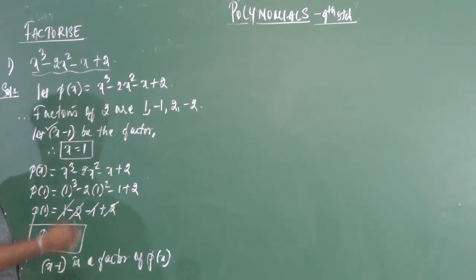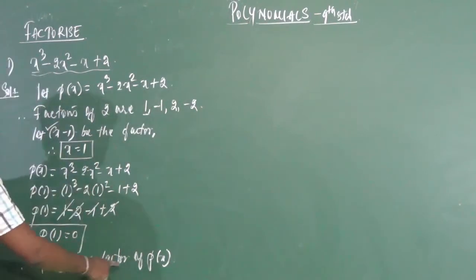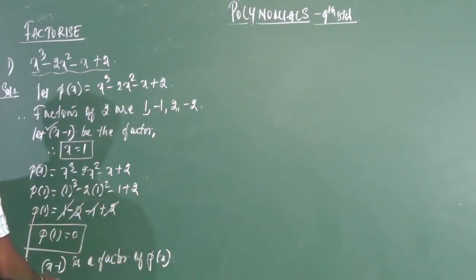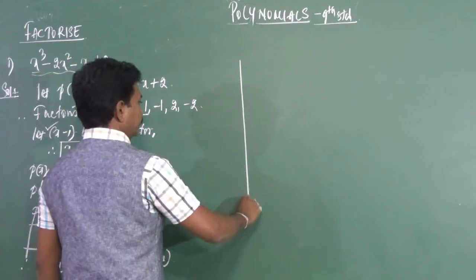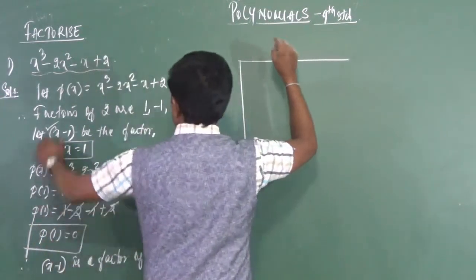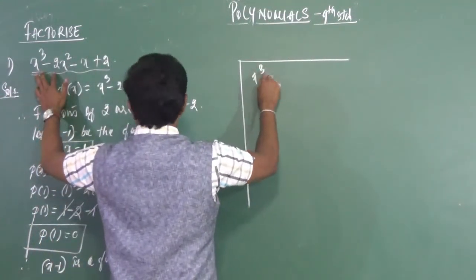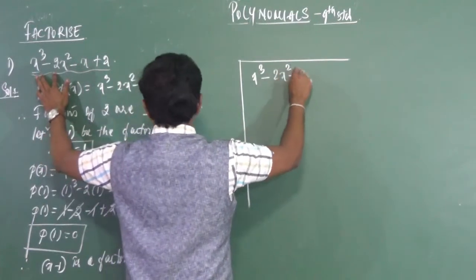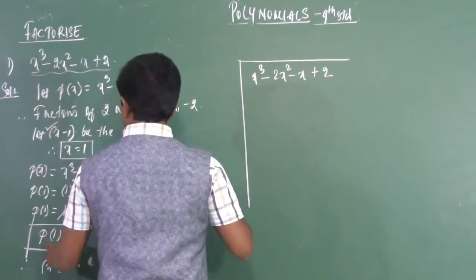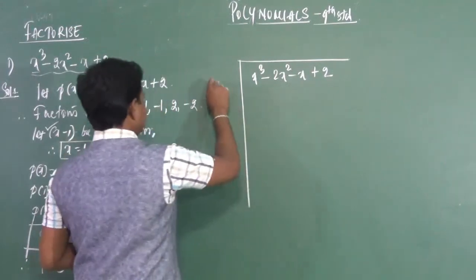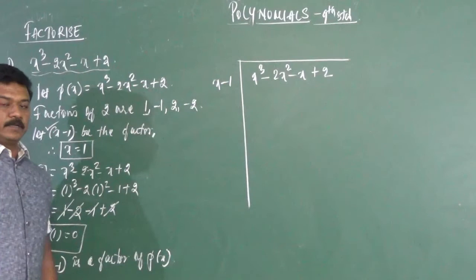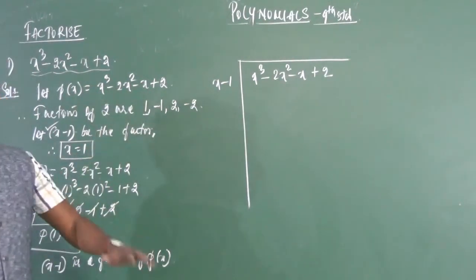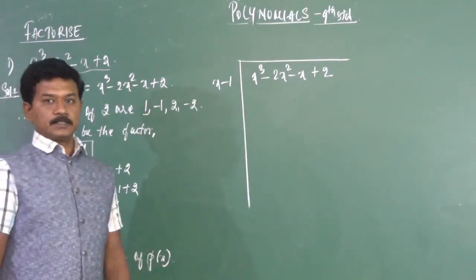Okay. Now x minus 1 is a factor of p of x, so x minus 1 can divide p of x by giving remainder 0. So let us divide this by the long division method. Here this is p of x, that is x cube minus 2x square minus x plus 2, and the divisor is x minus 1. Please learn this long division method very carefully, because it will be very useful to you in future classes, right?